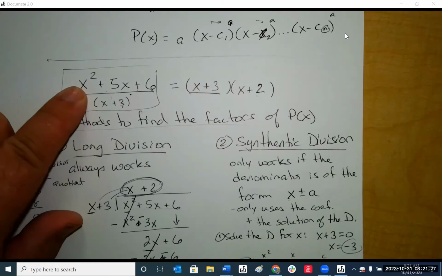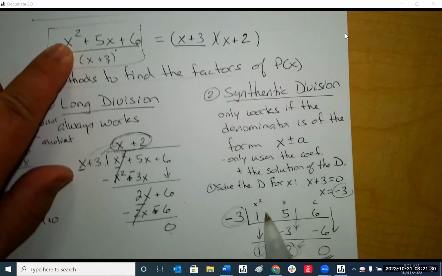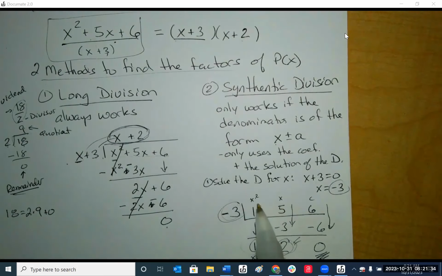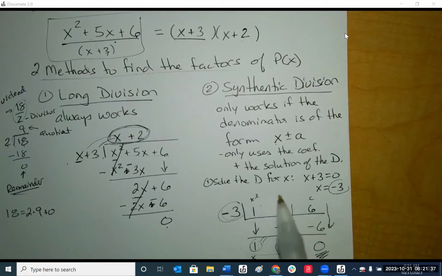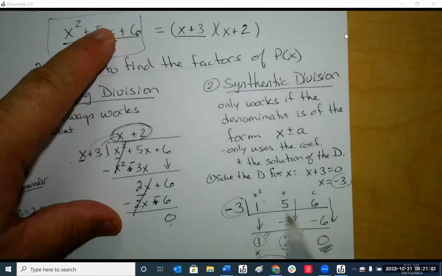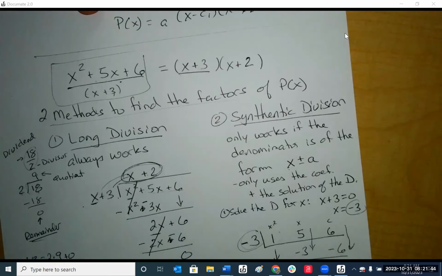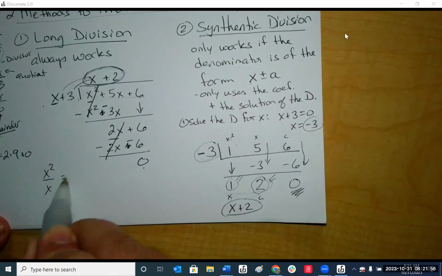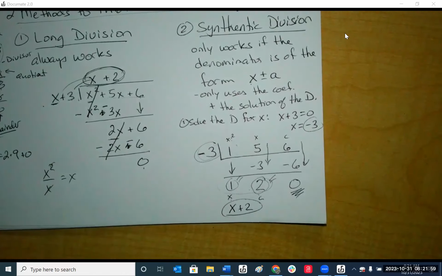Whatever the first term is here, that's what starts off here. And then you go down. What I always do is write down, if this was x to the fifth, I'd have x to the fourth, third, second. And then I would look at the coefficients. Because if you're missing a term, you have to put a zero there. And the answer is always going to start off with one less than the highest exponent, because you divided by 1x. So x squared divided by x is just x. And that's what we start off with.